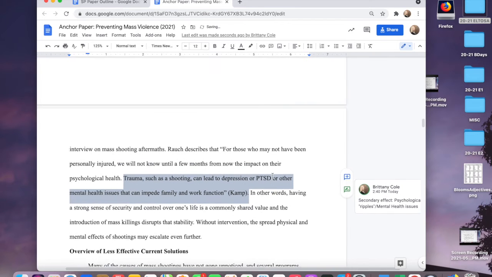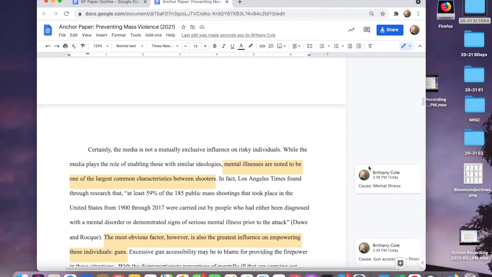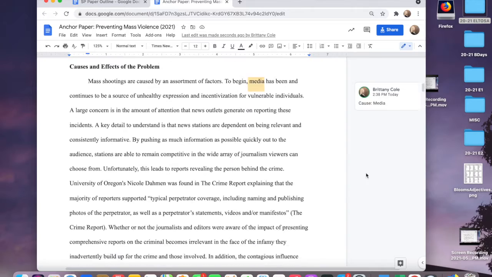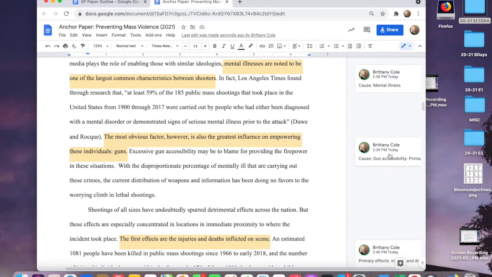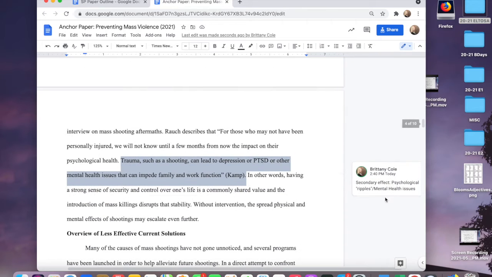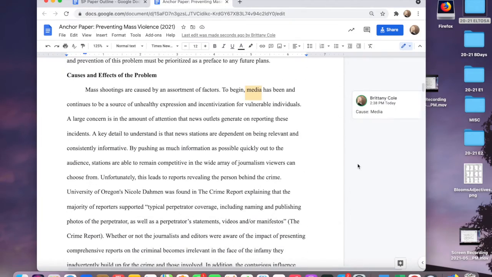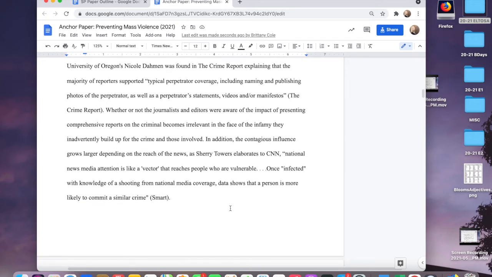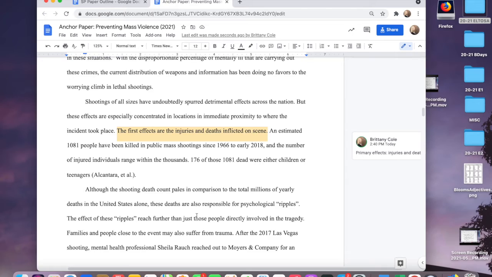All right. So primary effect and secondary effect have been noted, and then we have recognized that we have like 3 different causes, but gun accessibility has been listed as our primary. It seems media and mental health kind of go as secondary. And then our secondary effect is the mental health aspect. So we're going to go ahead and count the sources in the paragraphs just so that we can make sure that the student is following the correct requirements, okay?